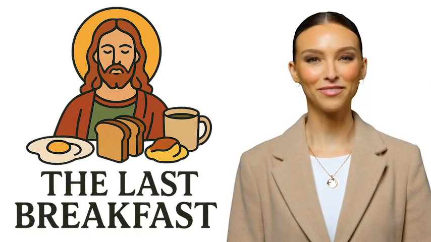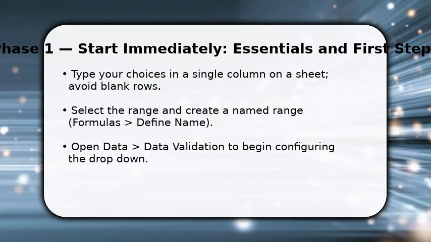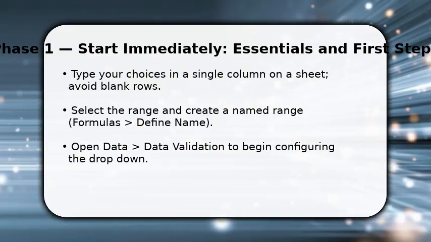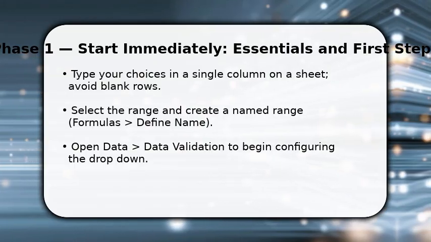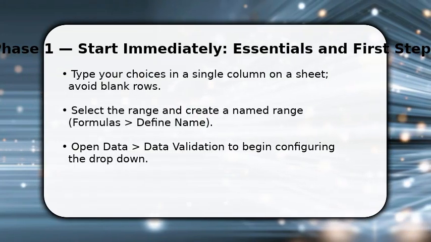Please enjoy the video. You already have a list and a cell ready. Now make the list reliable. First, place choices in one contiguous column and give it a name via Formulas, Define Name. This makes it easy to reference.